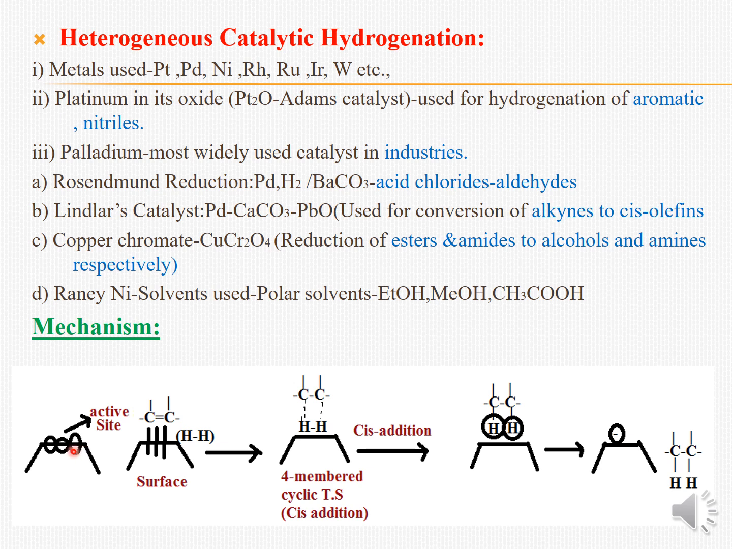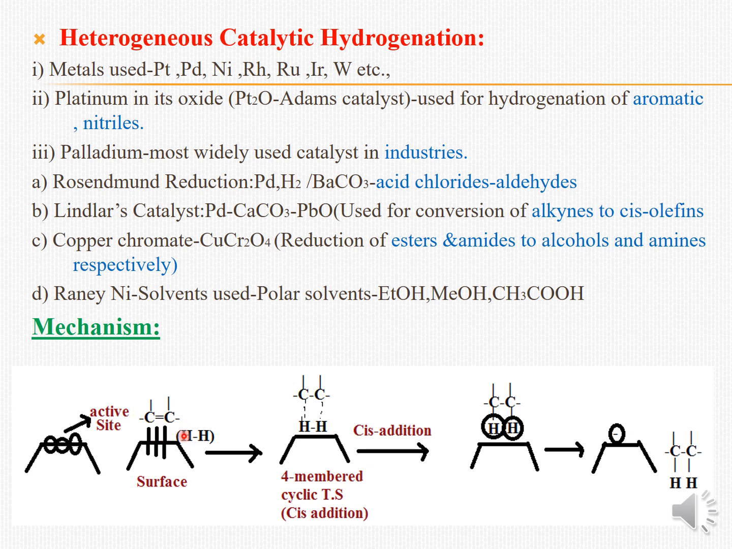So in the active site, you are taking this alkene, and then you are attacking the surface. Here the hydrogen is sitting over here. Once the alkene goes and binds, the hydrogen slightly moves and comes and binds to the surface. After the binding takes place, a slight coordination takes place over here, by the formation of your four-member cyclic transition state, upon cis addition.